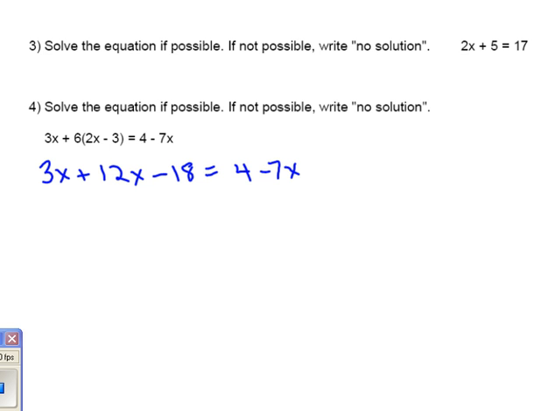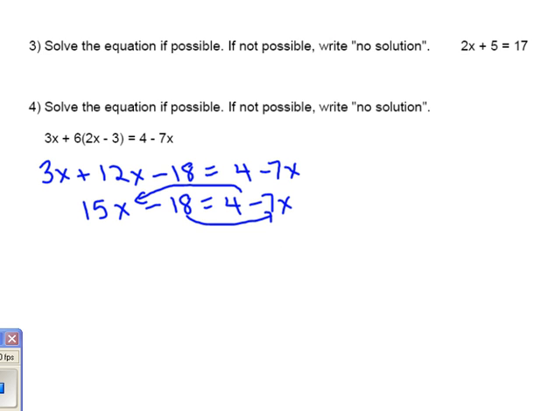Now look at the left side of the equal sign. You want to make sure that you collect any like terms. And you see that we have like terms here in the x's. So 3x plus 12x is 15x. Bring down the minus 18 and bring down the rest of the problem. Now you have variables on both sides. So remember, we want to bring the variables to the left and numbers to the right.